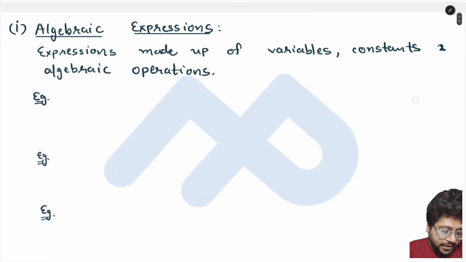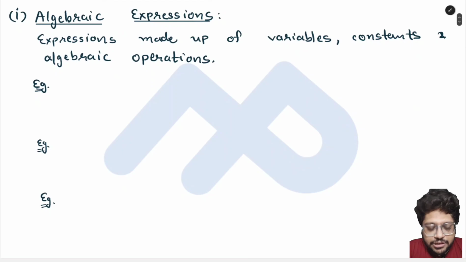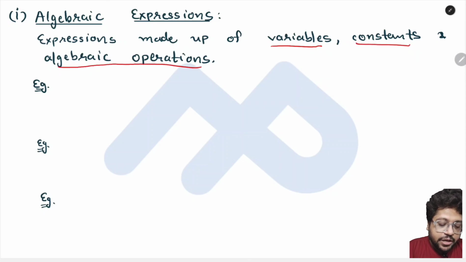The first topic is algebraic expressions. So what are algebraic expressions? Algebraic expressions are basically expressions made up of variables, constants, and algebraic operations. Variables means we use English letters here: x, y, z, a, b, c, d, whatever you want we can use. Constants are basically numbers, real numbers, which we have already learnt about in the first chapter. What are the real numbers, you must know that. And then the algebraic operations, that is addition, subtraction, multiplication, and division. So any expression made up of all these things is called an algebraic expression.